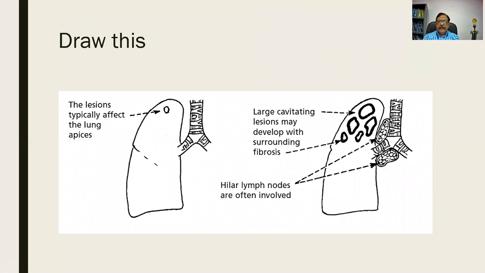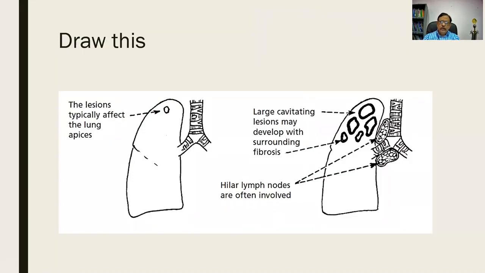This particular diagram I would like you people to draw. Typically you find that there is a cavitatory lesion in the apex. Sometimes there can be multiple cavities. And why do you get a cavity? That is because of the erosion of the bronchial tree. The contents are drained into it. There is a residual lesion, which is the cavity.